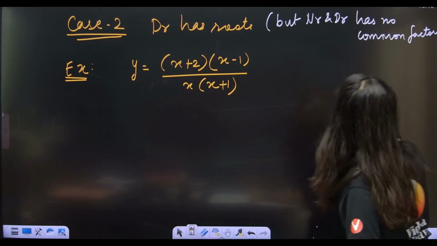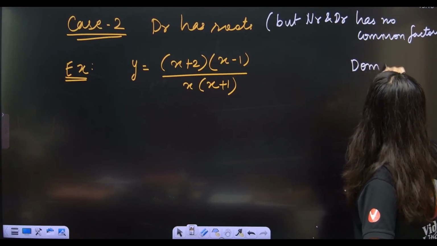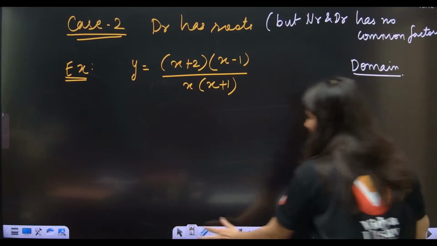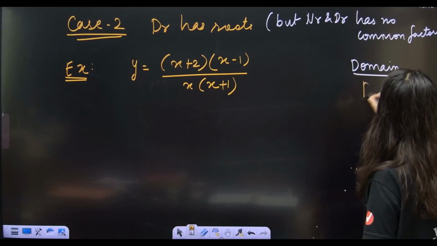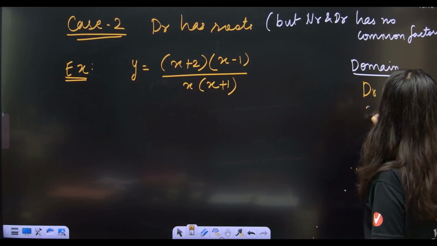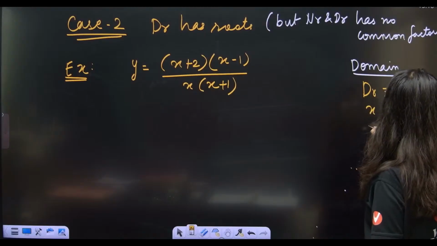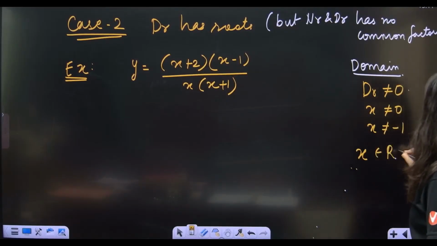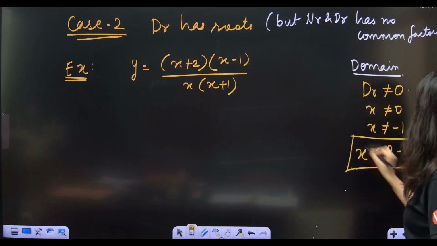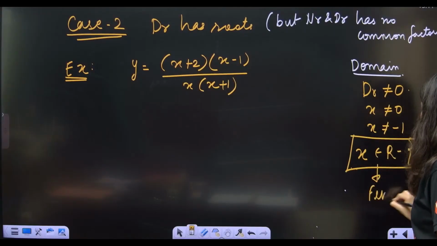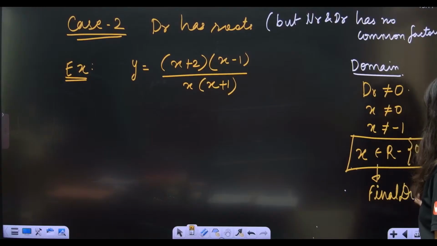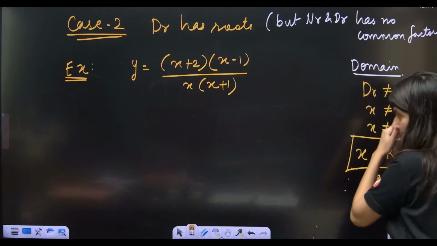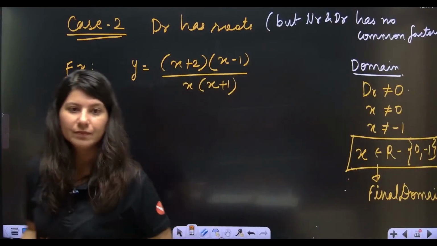So if I talk about domain, can anybody tell me about domain? I think domain is very easy. The denominator can never be equal to 0. So x can never be 0 and x is not equal to -1. So the domain is x belongs to all real values except 0 and -1. This is your final domain. I think nobody is having any issue in calculation of the domain. What do you think?